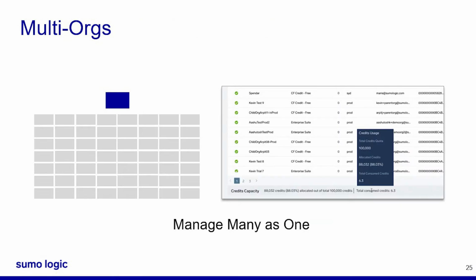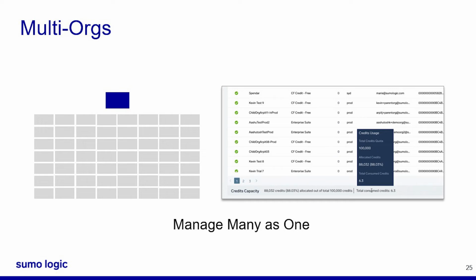Another key part of our platform security work is in multi-org. Multi-org is a way to enable a hierarchy of parent and child organizations for a given Sumo tenant so that you can divide access among different organizations and still be able to manage them as one. There are several use cases where this arrangement is important.